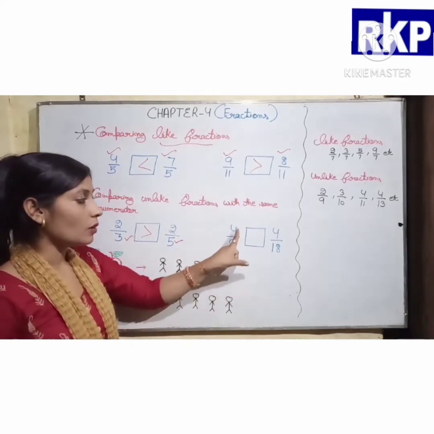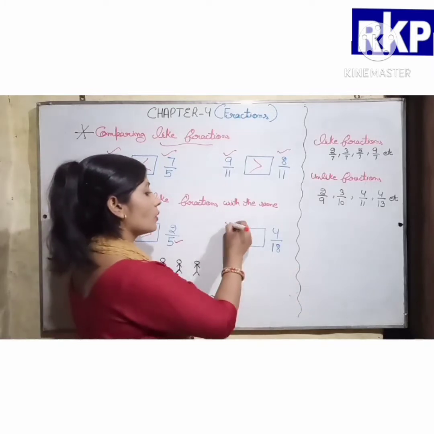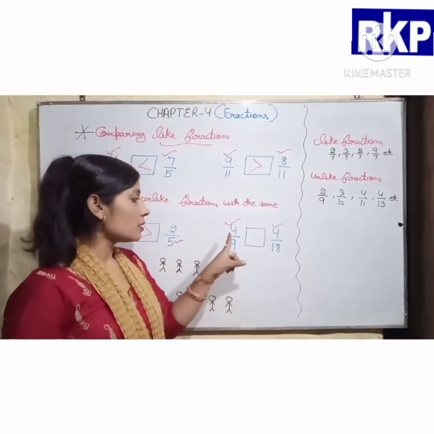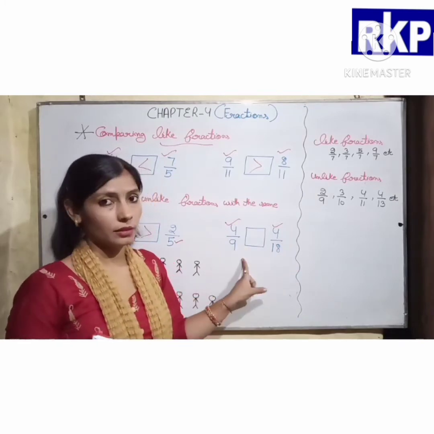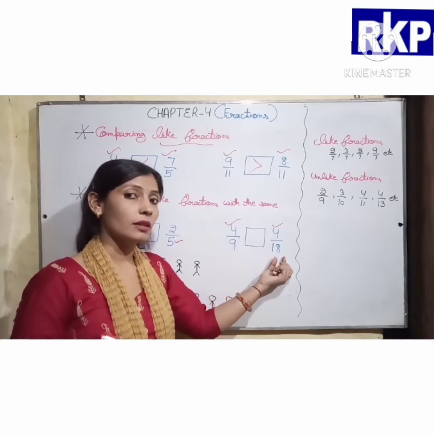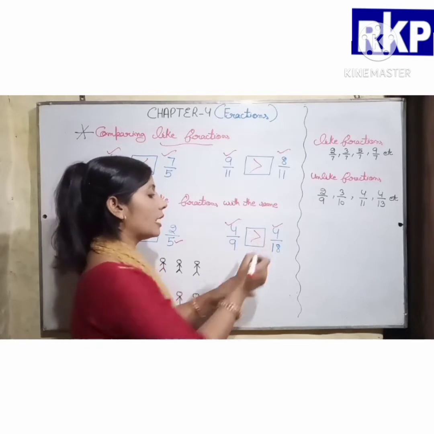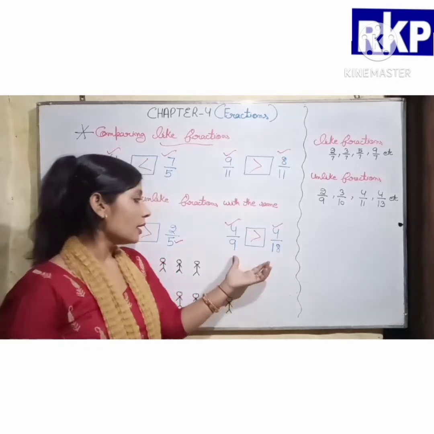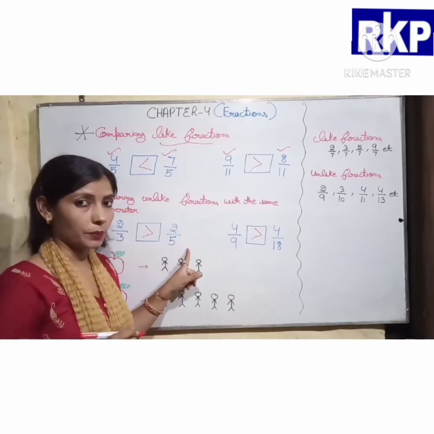And here we have 4 by 9 and 4 by 18. Here also both have the same numerator, so we need to check only the denominators. Here we have 9 and here we have 18. So 4 by 9 is greater than 4 by 18. Here you can see 2 by 3 is greater than 2 by 5.